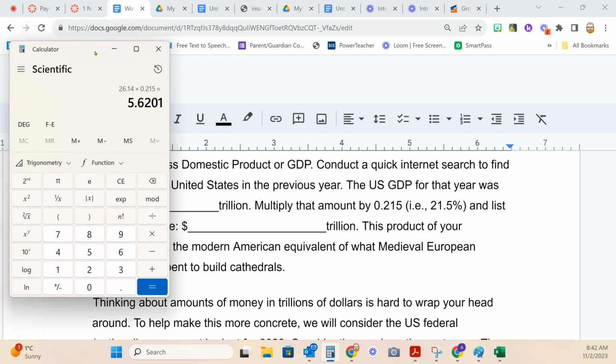Okay, so this tells us that that's kind of like the modern American equivalent of what medieval Europeans spent to build cathedrals. That would be like if the U.S. decided that it was going to spend $5.62 trillion a year building massive churches.